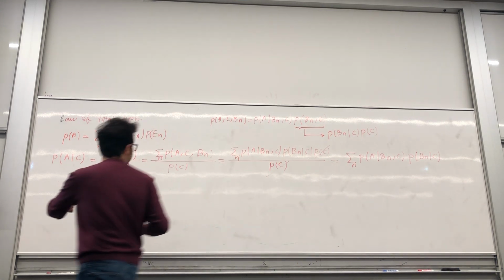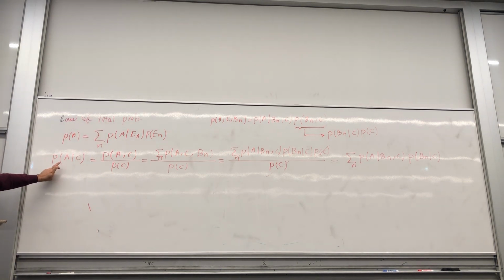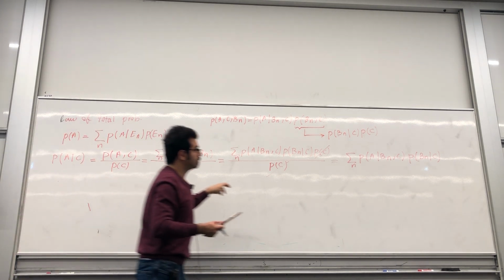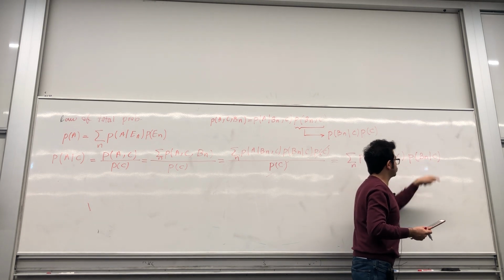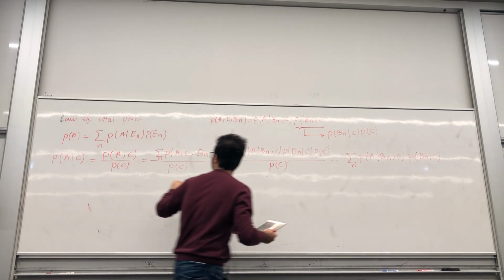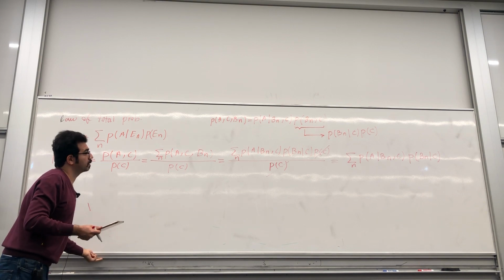So you see from here, I wrote the law of total probability for the conditional probability. So these two terms show up here, and I have probability of Bn conditioned on C. So it is a little bit different from the law of total probability I had before.